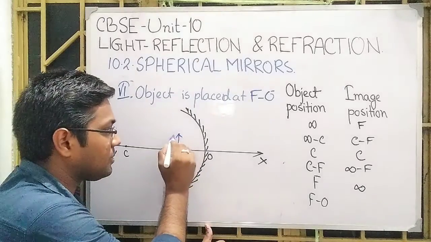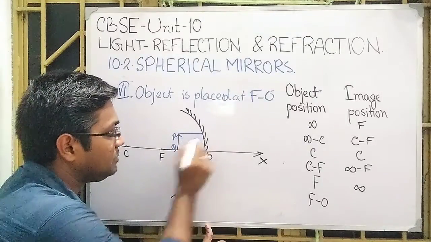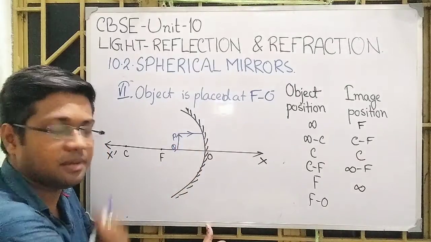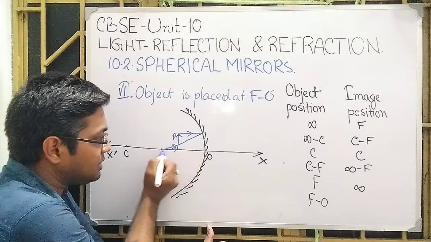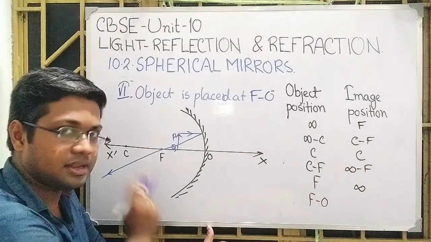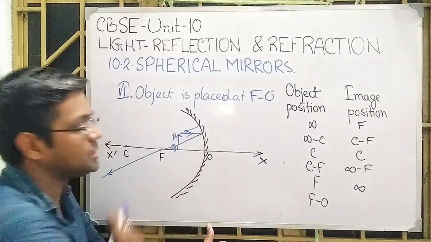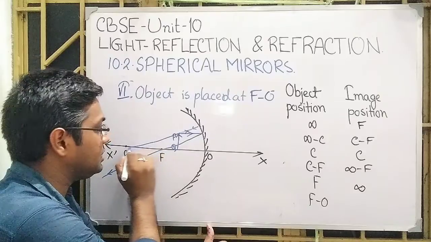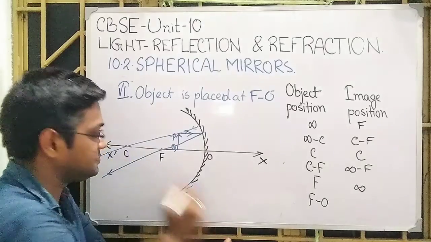then P and Q. A ray parallel to that of the principal axis strikes the mirror coming from the point P, and after reflection this ray passes through the focus. Another ray from the point P strikes the mirror like this way, that is normally, and retraces its path and passes through the center of curvature.